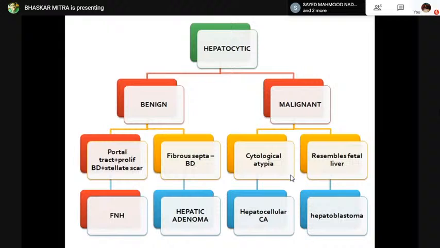And obviously the clinical findings are definitely important, whether the case is from a child or from an adult, because hepatoblastoma is supposed to be found at a younger age.